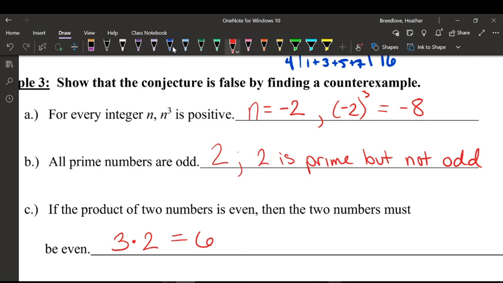The product of two numbers is even, then the two numbers must be even. Well, 3 is not even. So I just disproved the statement, the conjecture, by using a counterexample.